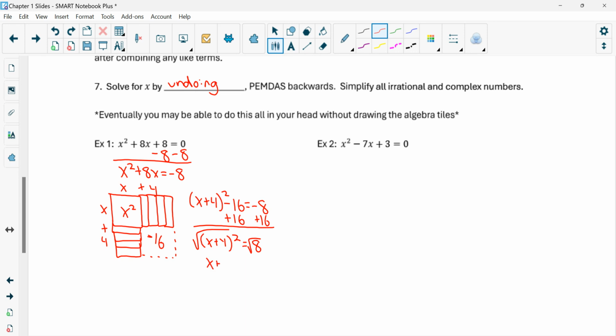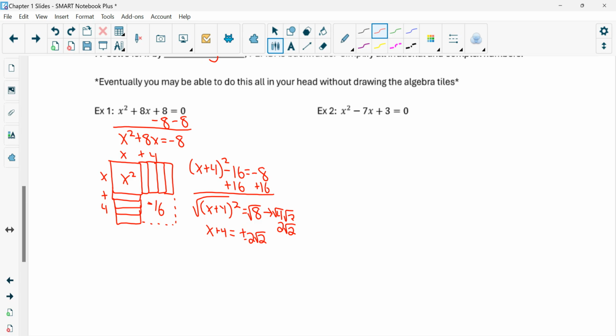And so that would give us x plus 4 equals. Now, 8 is not a perfect square, but is there a perfect square that divides into 8? Which one? 4. So I'm just going to rewrite this as the square root of 4, square root of 2, which ends up being 2 root 2. So this becomes plus or minus 2 root 2. So that's what we mean by simplifying any complex or irrational numbers.